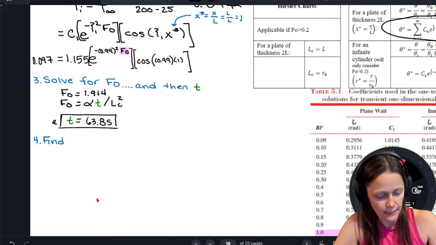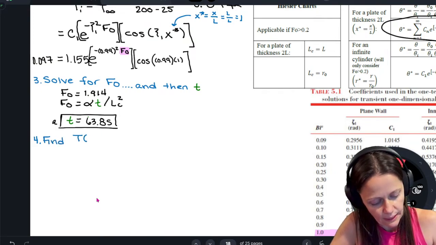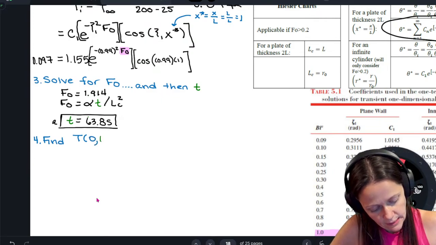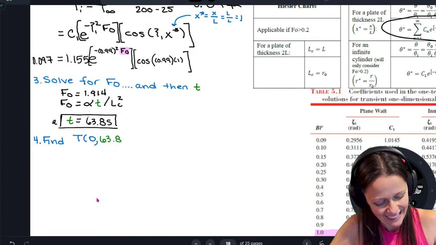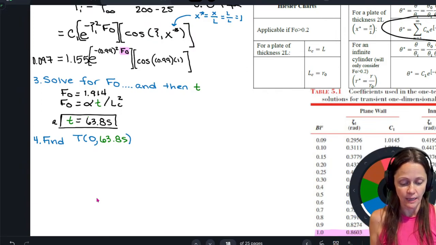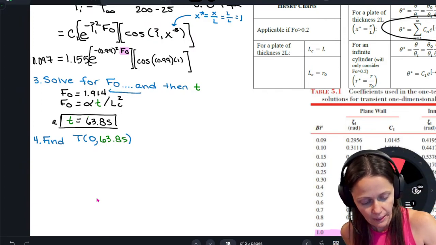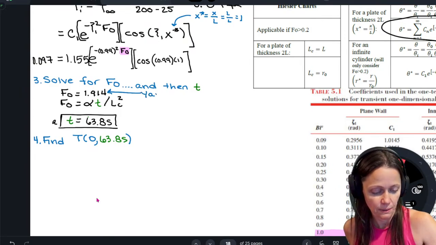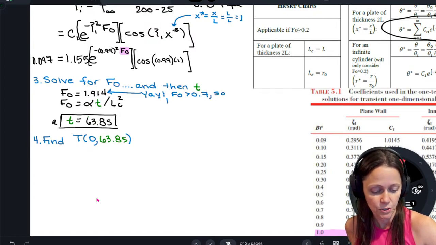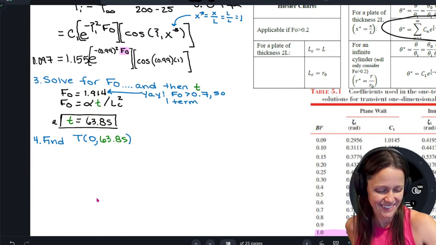All right, so we're going to find T at the interface at x equals 0 and 63.8 seconds. I'm going to use the same thing again. I've already, by the way, checked that the Fourier number is greater than 0.7, so the one-term solution is okay.